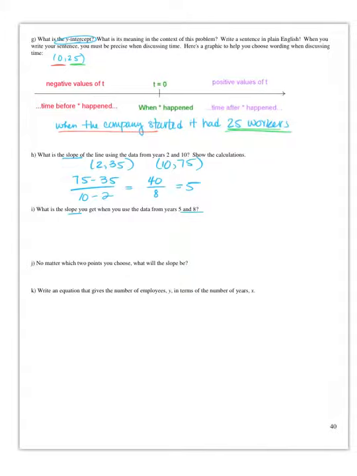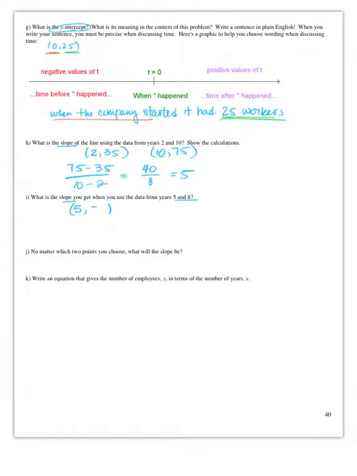What's the slope when we go from 5 to 8 years? Again, we need the points 5, 50, and the point 8, 65. We'll use our slope formula to find the difference in our y's, 65 minus 50, over the difference in our x's. And we come up with 15 over 3, which simplifies to 5. So notice that no matter which 2 points we choose, the slope stays constant.